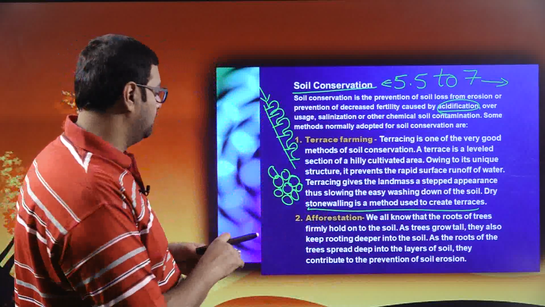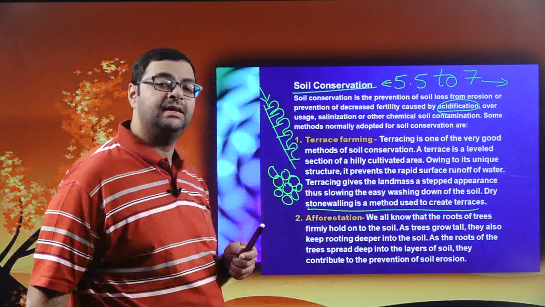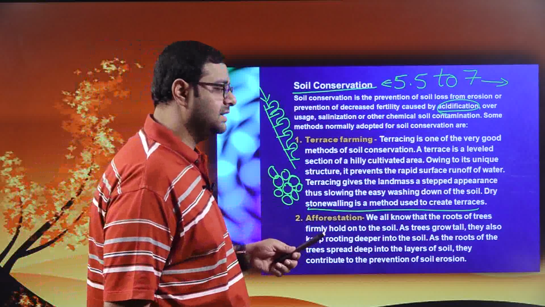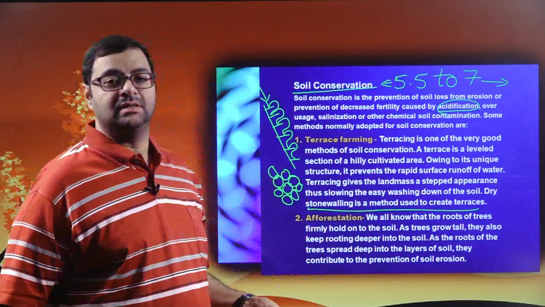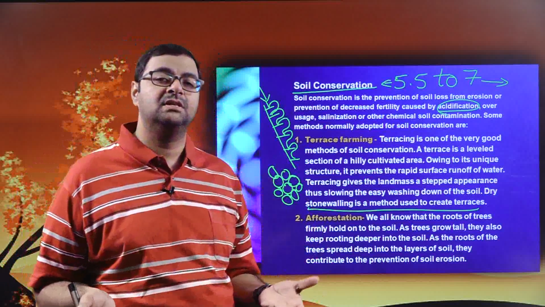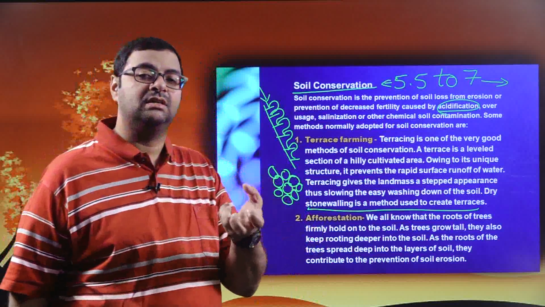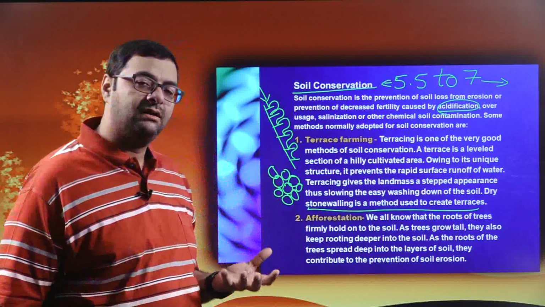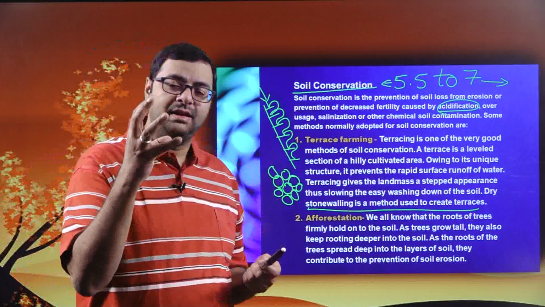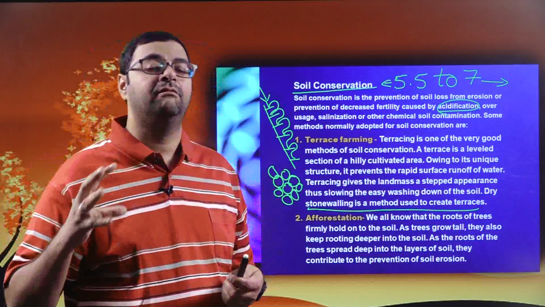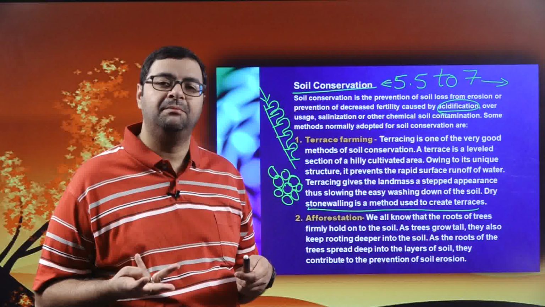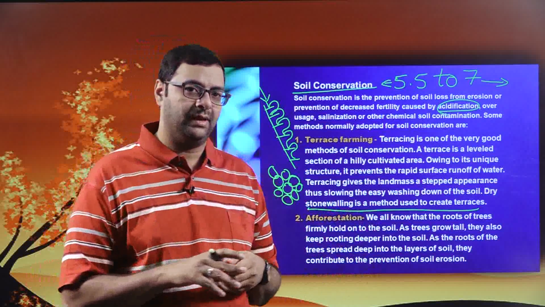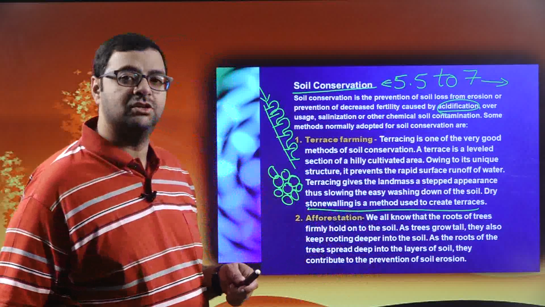The next method is afforestation. We have seen in our previous classes about afforestation, that is planting more trees. Now why do we have to plant more trees? Because the roots of the plant hold the soil very firmly. When the soil is gripped very firmly, there is no chance that the soil can just erode away. That is why afforestation is done.